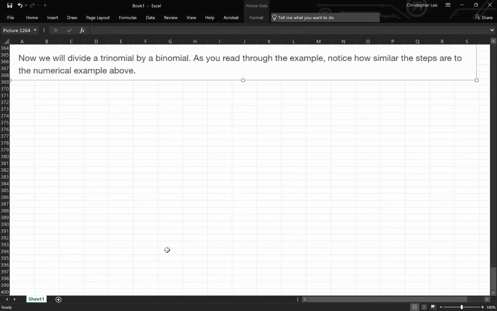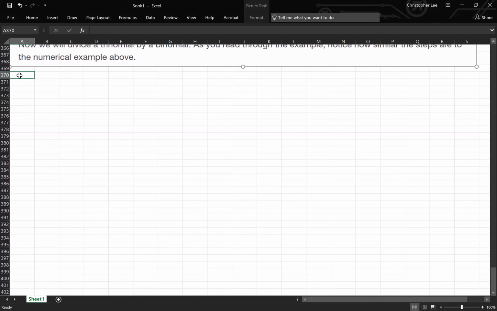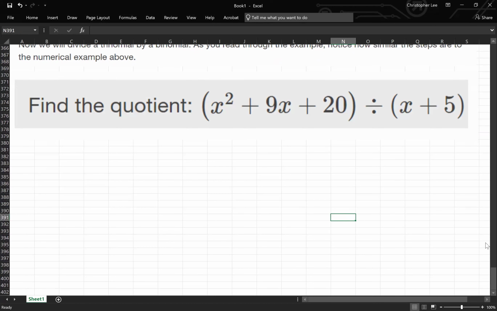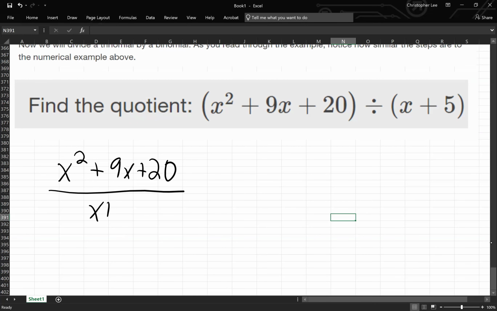So here we go. So let's say I want to do x squared plus 9x plus 20 divided by x plus 5. This is how we're going to do it using long division. It's going to become what? X plus 5 over here. Well, hold on. Let me rewrite this first so you can see where this is coming from. First, we have x squared plus 9x plus 20 over x plus 5, right?